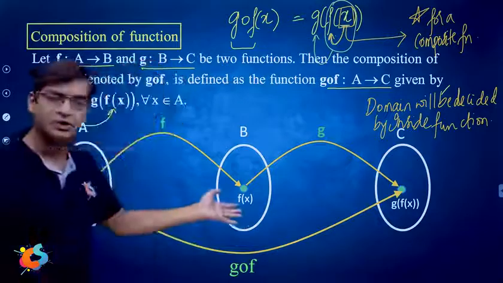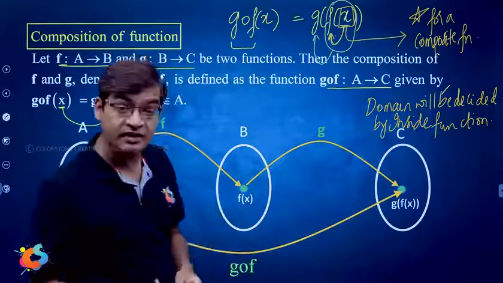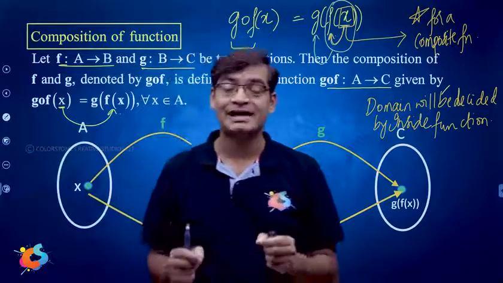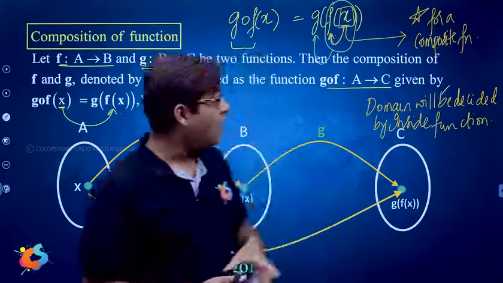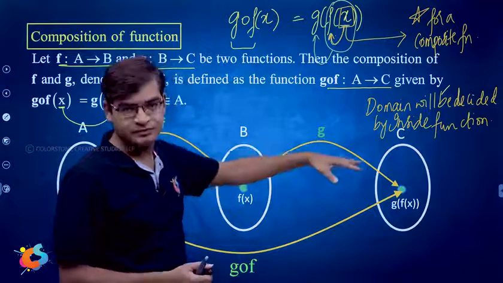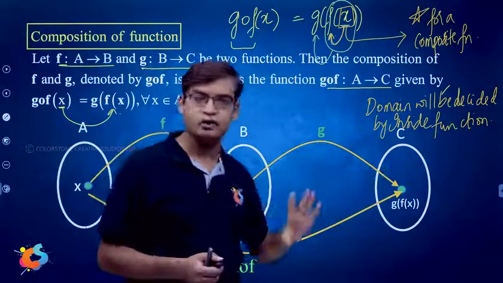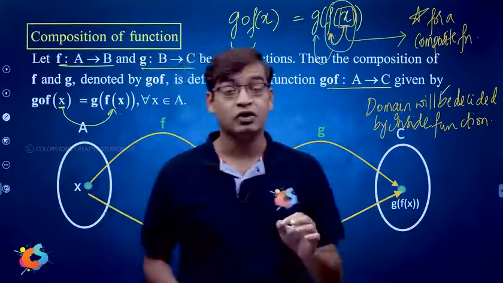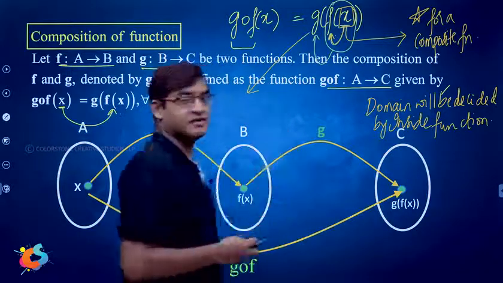If x is not going to f of x, then what will be the input for g? So therefore, the domain of a composite function will be decided by the inside function. In the same way, the final output is coming out of g, isn't it? Finally, g is acting on f of x and it is taking it to g of f of x. This is our final output. So therefore, the final outputs are decided by the outside function.